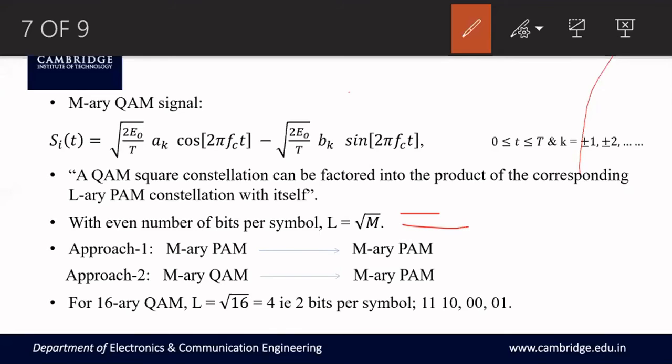So an M-ary QAM can be factored into the product of the corresponding L-ary PAM constellation with itself. That means if we can write the L-ary PAM constellation, we can multiply them to get the M-ary QAM system. That means to draw the constellation for QAM, you can write the constellation for L-ary PAM, then you can multiply them. You go to binary, guys. In binary, we have two symbols.